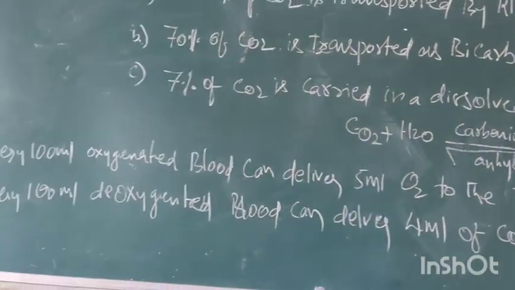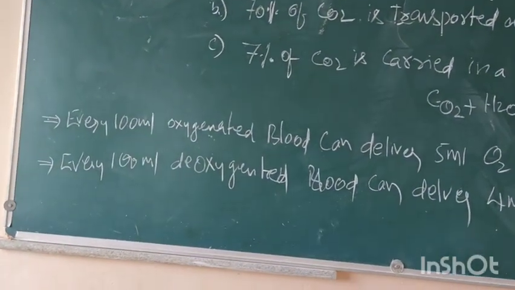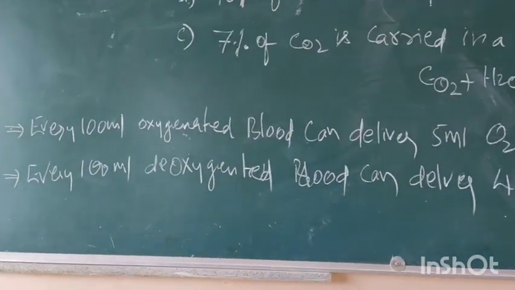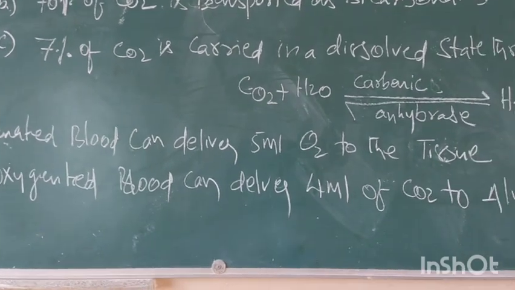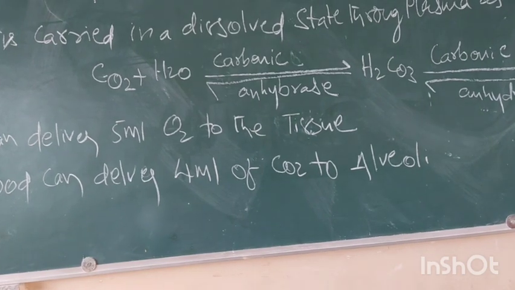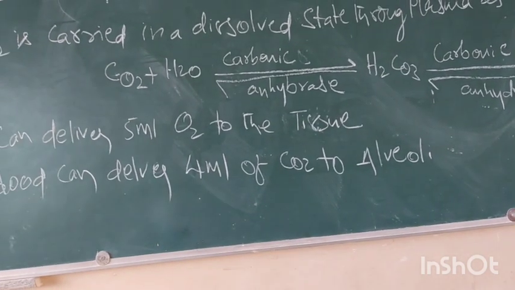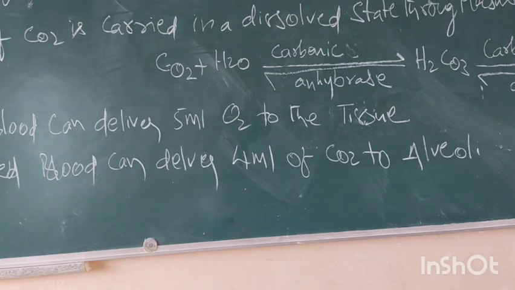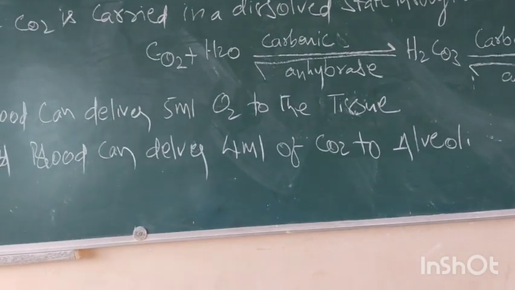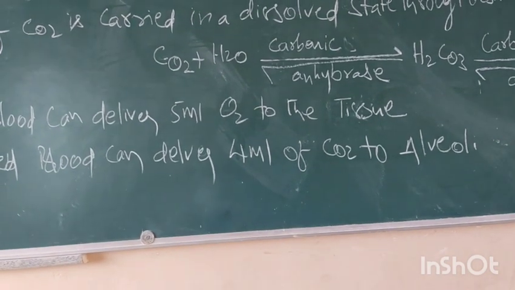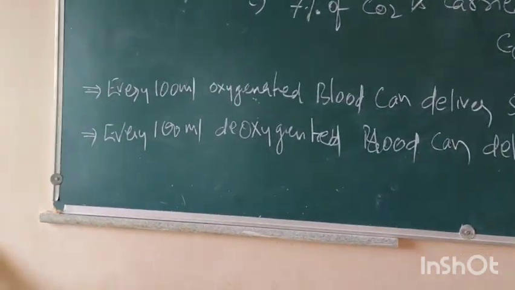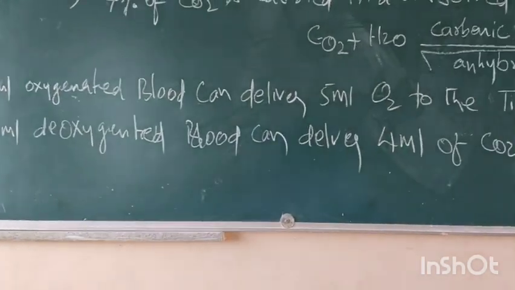Now, what are the two important things? Every 100 ml of oxygenated blood can deliver only 5 ml of oxygen to the tissue. Oxygenated blood carries oxygen from lungs to tissue. How much oxygen is delivered to the tissue in 100 ml of oxygenated blood? Just 5 ml.